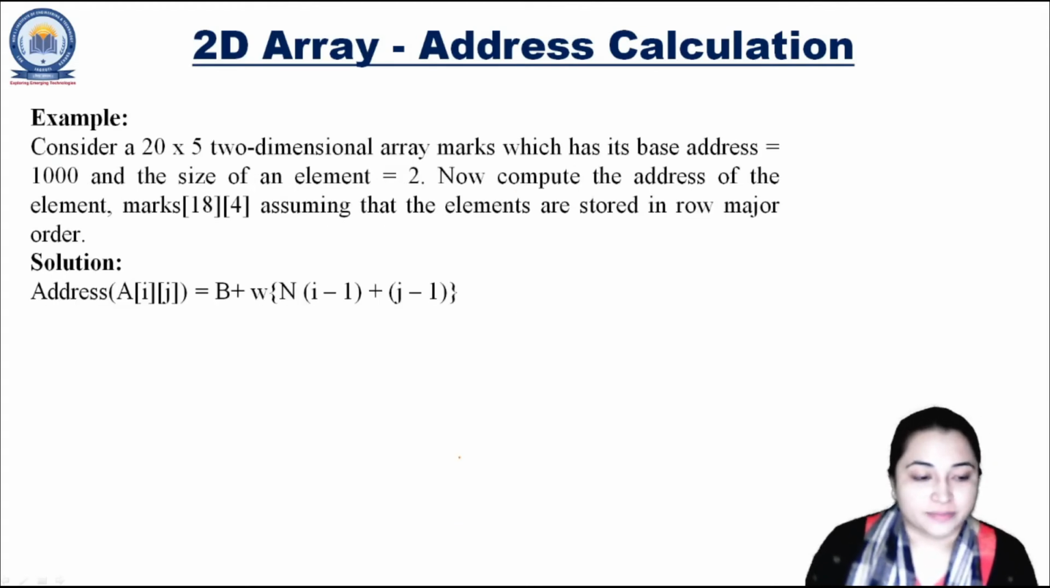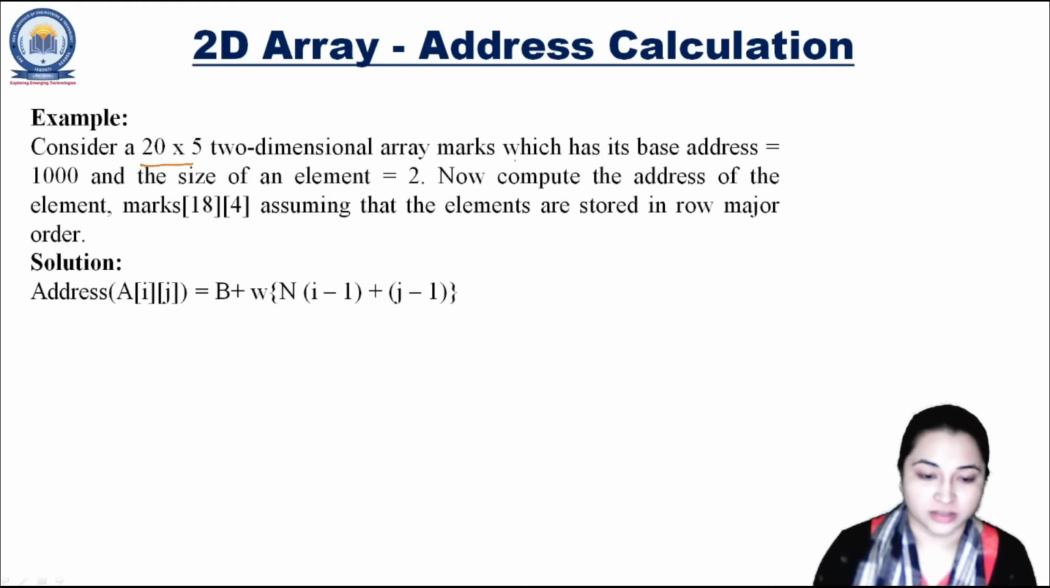Now let's take an example. Consider a 20 cross 5 two-dimensional array marks which has its base address 1000, and the size of an element is 2. Now compute the address of the element marks[18][4], assuming that the elements are stored in row major order. So we are given that elements are stored in row major order and we want to find the address of the element present at index 18 and 4. In this case our I will be 18 and j will be 4.